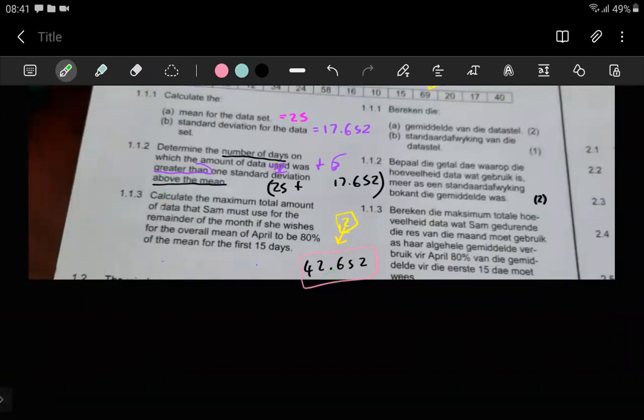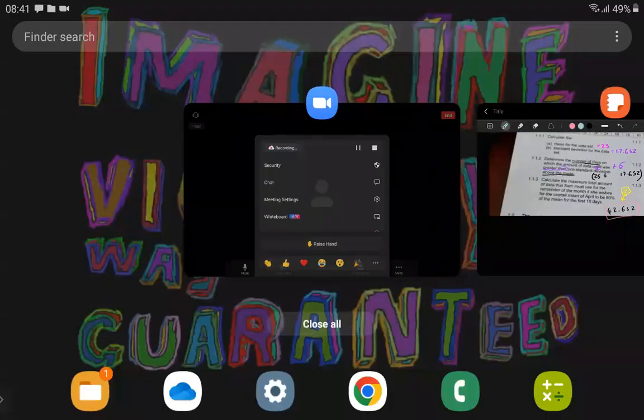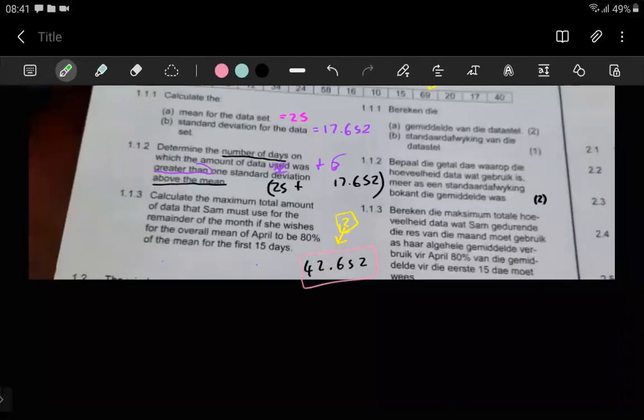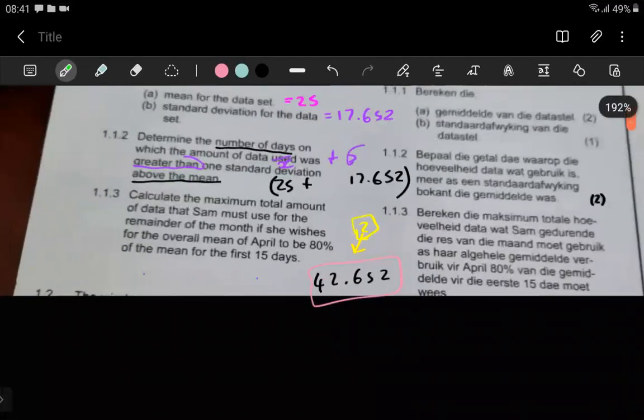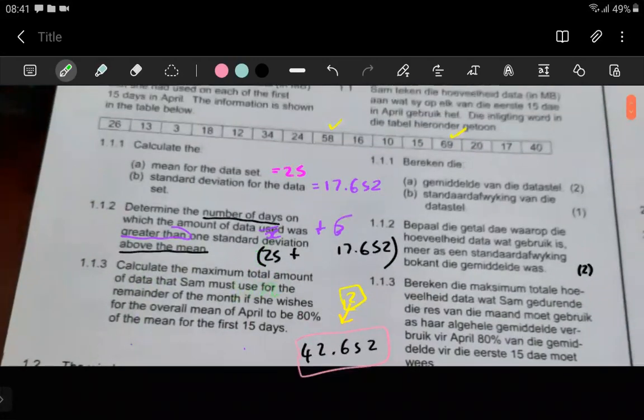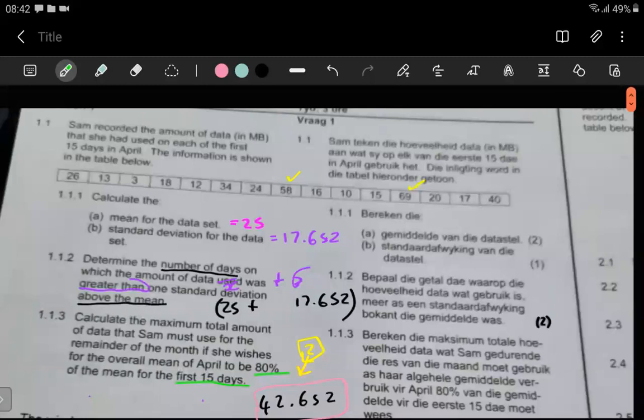So they say it here, right? Calculate the maximum total amount of data that Sam must use for the remainder of the month if she wishes for the overall mean of April to be 80% of the mean for the first 15 days. Okay, hold on, the overall mean of April.